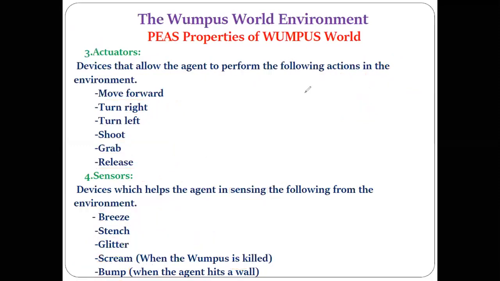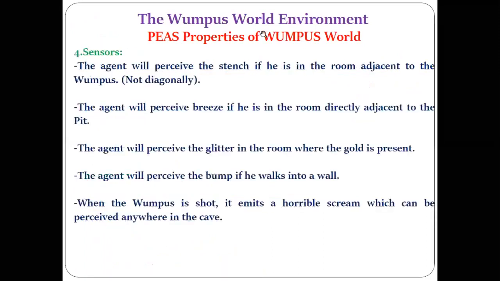Understood the fourth property? Yes. Okay, that is related to the sensors. Here I have written some more details, the same as we have discussed in the other world. The agent will perceive or sense the stench if he is in a room adjacent to the Wumpus. You should keep this in mind, because in the next lecture we are going to apply this while playing the game. The agent will perceive the stench if he is adjacent to the Wumpus.